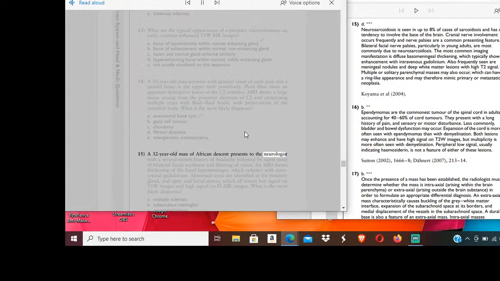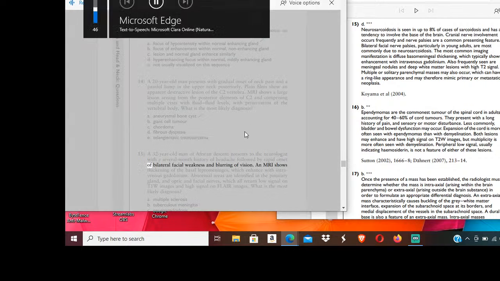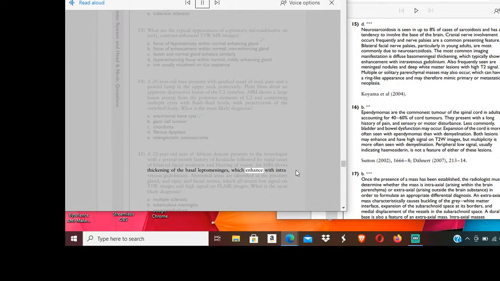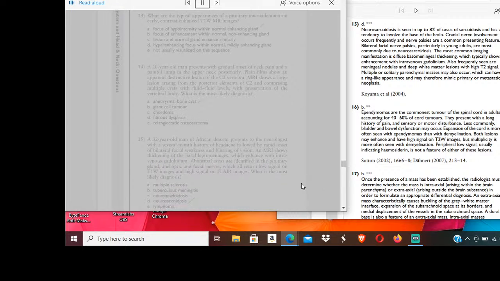A patient of African descent presents to the neurologist with a several-month history of headache followed by rapid onset of bilateral facial weakness and blurring of vision. An MRI shows thickening of the basal leptomeninges, which enhance with intravenous gadolinium. Abnormal areas are identified in the pituitary gland and optic and facial nerves, which all return low signal on T1W images and high signal on FLAIR images. What is the most likely diagnosis?